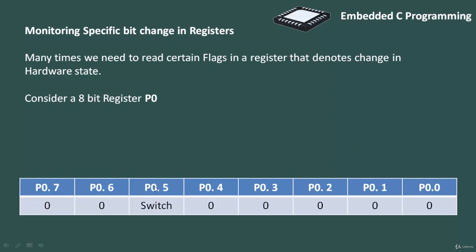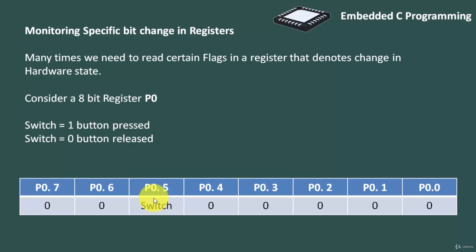Suppose we have connected one switch to pin 5, and when this switch is pressed we get logic 1, and when the switch is released we get logic 0 at this bit position. This can be treated as a command to the microcontroller to start or to stop or to do something. So we need to read the command, then interpret it, and we have to perform a particular task.